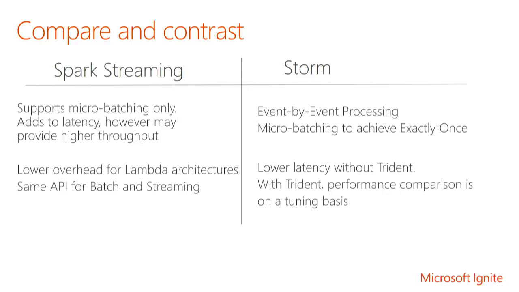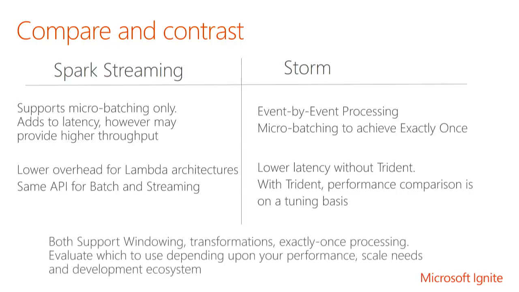You would really have to look at your use case and understand where the latencies are, which ones you're willing to live with, and go from there. So in general, both support windowing, both support transformations, both support exactly once. You want to understand your scale needs, your developer ecosystem. Do you want a simplified API for batch and streaming, or do you want different technologies for each one of these architectures?